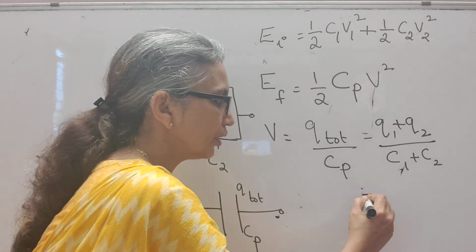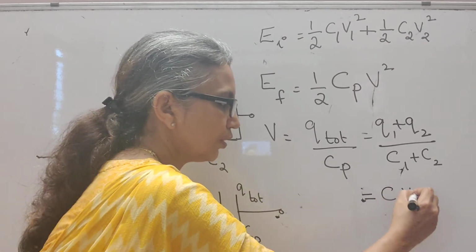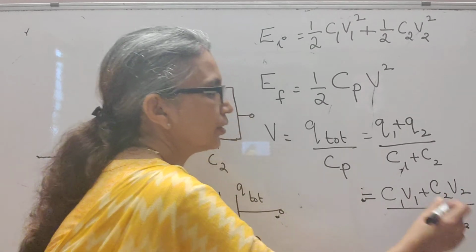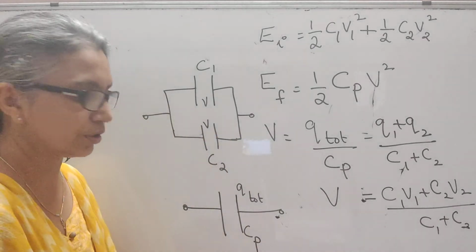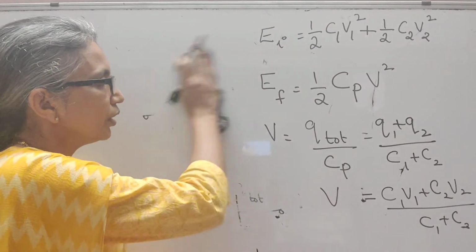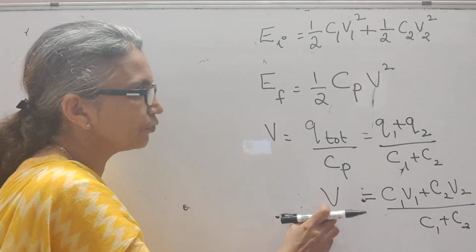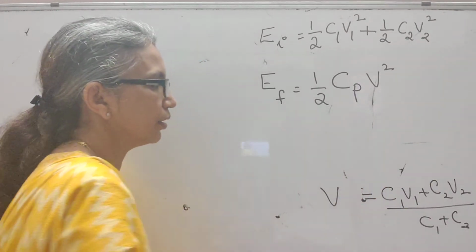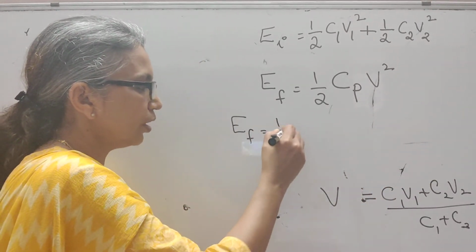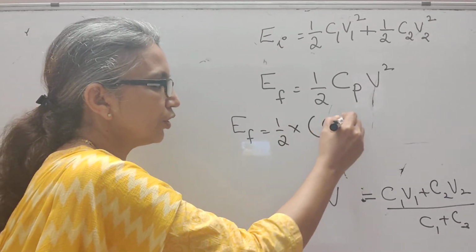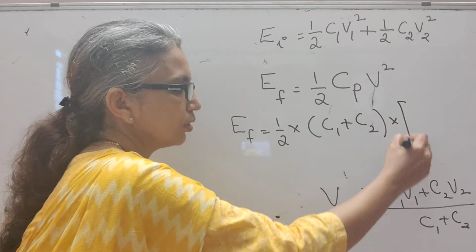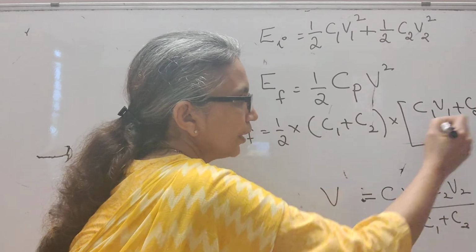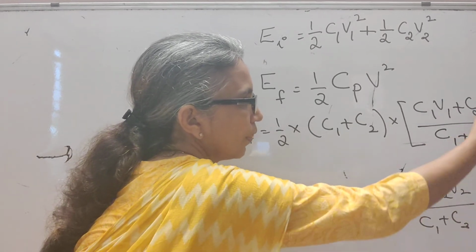Now for this Q, I may write the Q equal to CV formula. So (C1 V1 plus C2 V2) by (C1 plus C2) is the V across the parallel combination. Now I'm going to substitute this V for E final, so that I get my equation as E final equal to half into Cp, which we already know is C1 plus C2, into (C1 V1 plus C2 V2) by (C1 plus C2), the whole square.